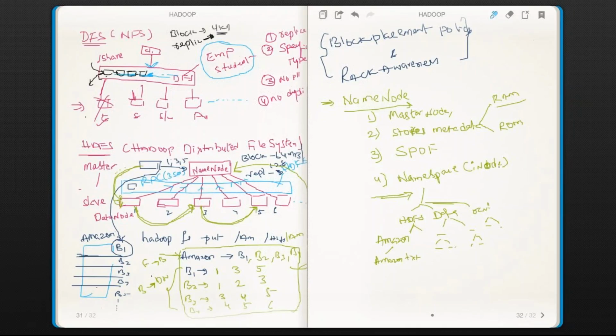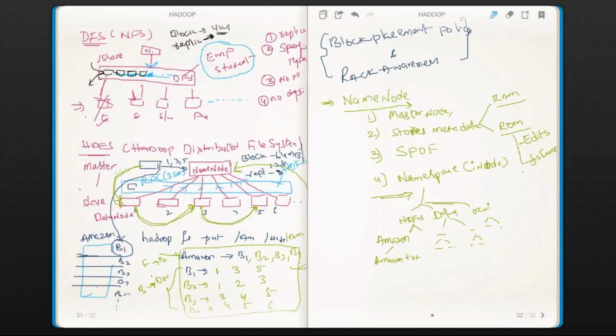Understand, guys? Now the data will be stored in the RAM, which is in objects, and in the ROM. The ROM is nothing but your hard disk. On the hard disk, the data will go in the form of two files. What are they? Edit log, or some people say edits. The other one is fs image. One is edits, the other one is fs image.